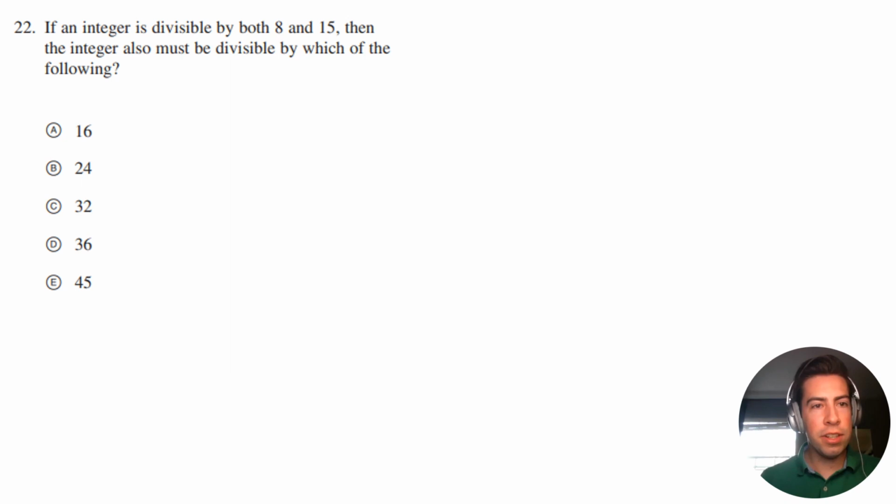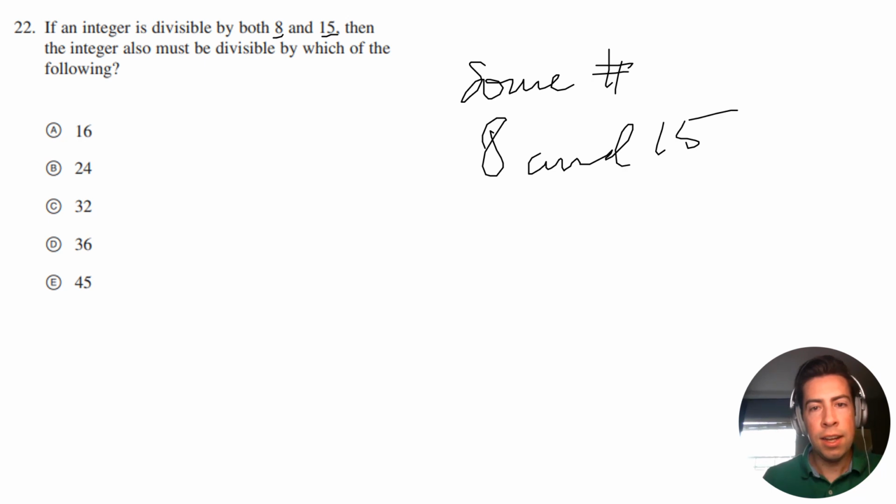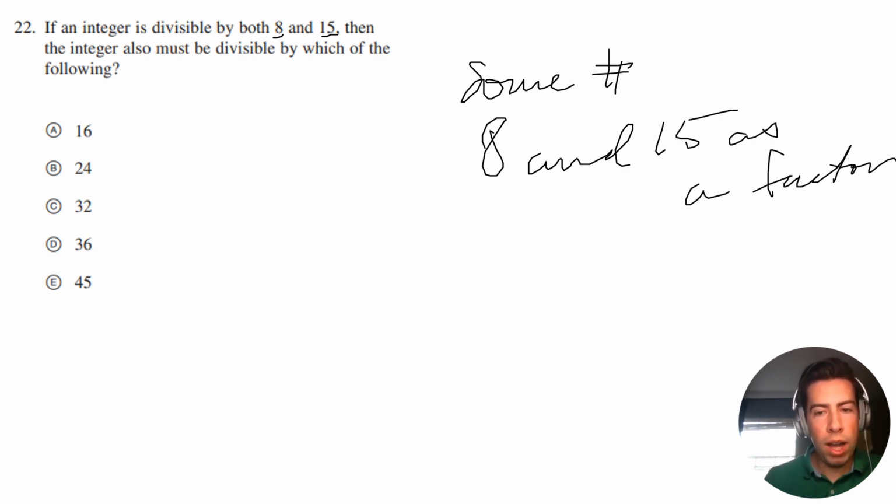We're on question number 22. If an integer is divisible by both 8 and 15, then the integer also must be divisible by which of the following? This is kind of a weird question, but basically what it's saying is that if we have some number, and it has 8 and 15 as a factor, then which of these values is also a factor of that integer?